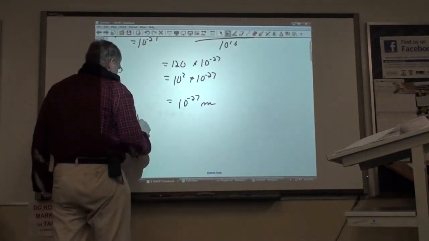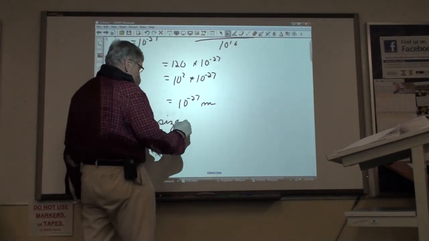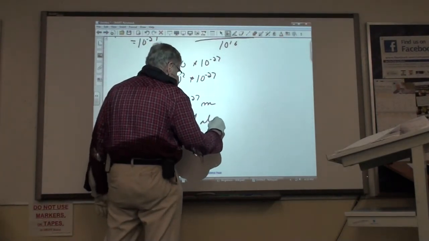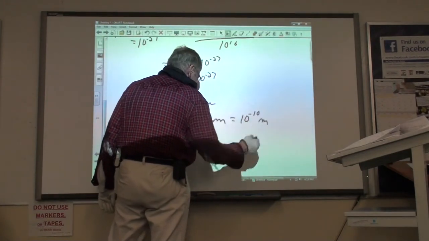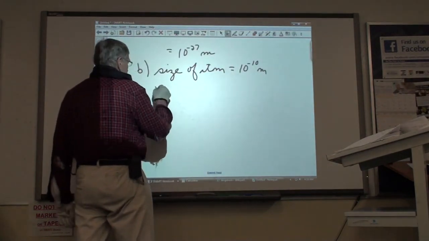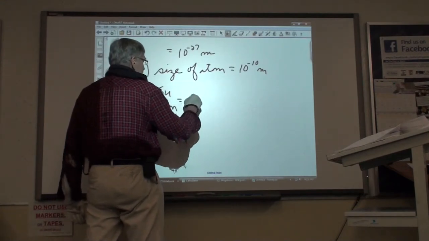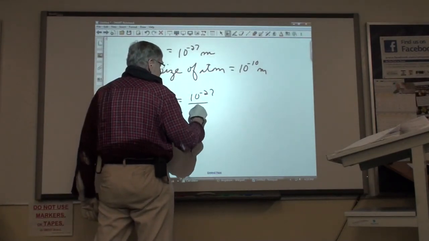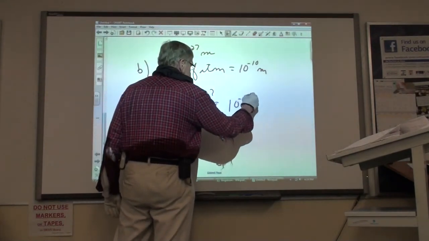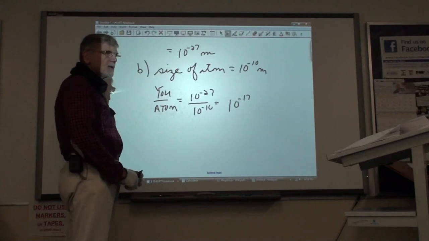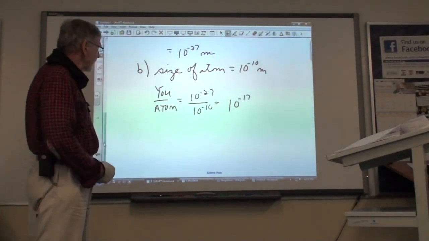So B, you have to look up the size of an atom. You have to Google this somewhere. Size of an atom equals 10 to the minus 10th meters. So you over the atom equals 10 to the minus 27 over 10 to the minus 10th. So that means that you are 10 to the minus 17 times smaller. You're 10 to the minus 17 times smaller than the atom.